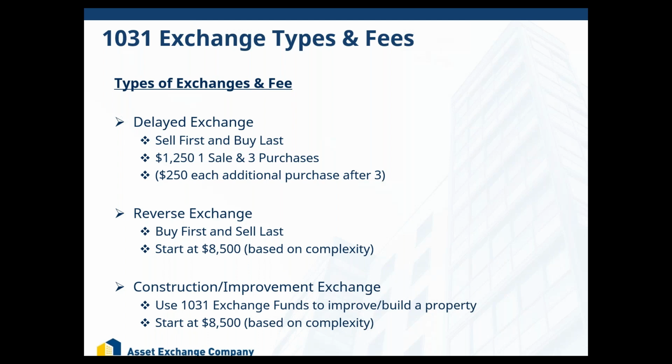Remember, I told you all in the very beginning, one of the owners of our company is a tax attorney, Adam Skarsgård. Adam personally handles any reverse exchanges, construction, improvement, or built-to-suit exchanges that we do because of their complexities, right? He looks at each one of them individually, figures out how complex they are, and bases our fee off of the complexity, but they start off at $8,500, okay?